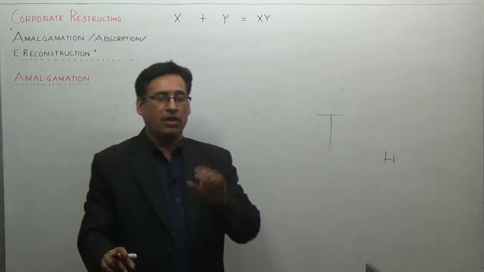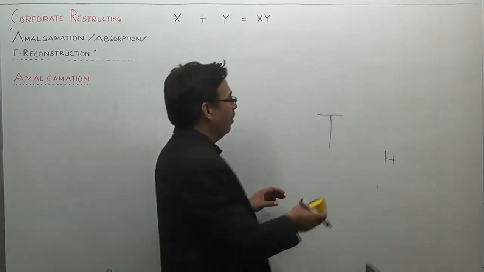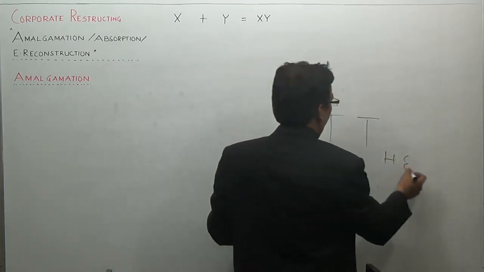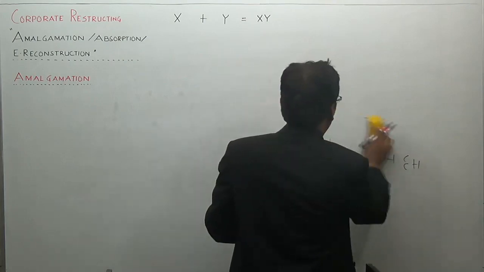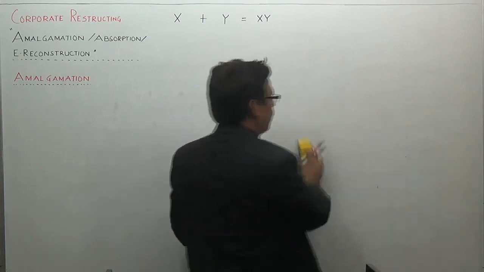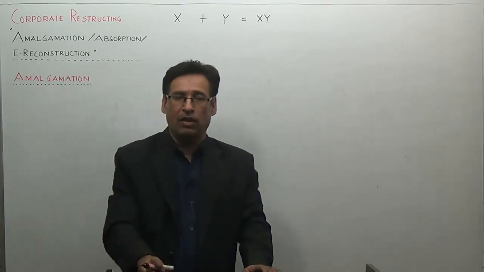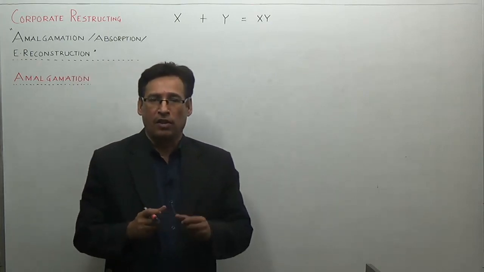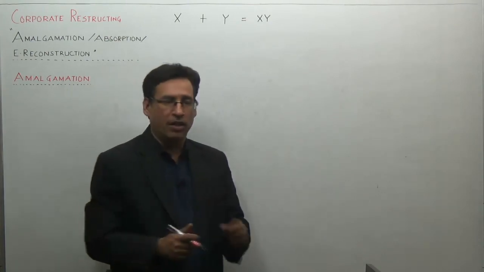Is it clear to you? So amalgamation can never take place between Tom and Harry. That means amalgamation can either take place between Tom and Tom or between Harry and Harry. Is it clear to you? So that is the reason, being commerce and especially professional students, you should be aware of the fact that amalgamation generally takes place between such entities which have equal financial strength, number one, and which both are engaged in the same line of trade.